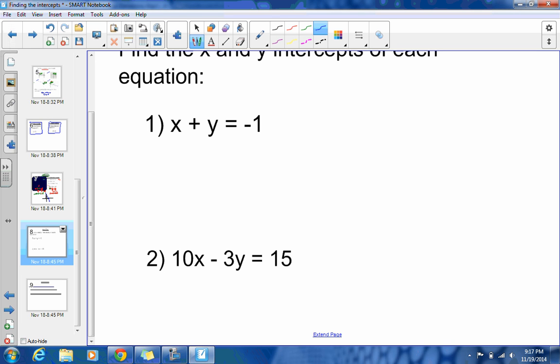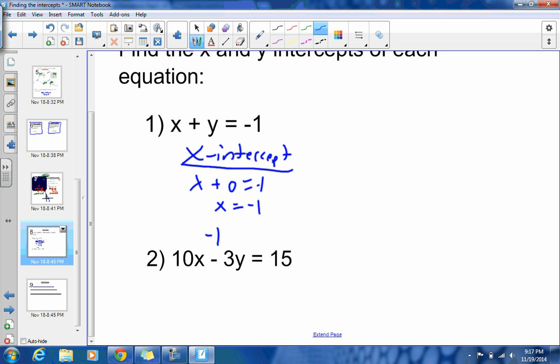So following those steps for the x-intercept, what we're going to do is first plug in 0 for y. So that's x plus 0 equals negative 1, or x equals negative 1. That was nice. We didn't have to do anything else to solve. So our x-intercept then would be (negative 1, 0), because the x is negative 1, and we know the y value is going to be 0. There's the x-intercept.